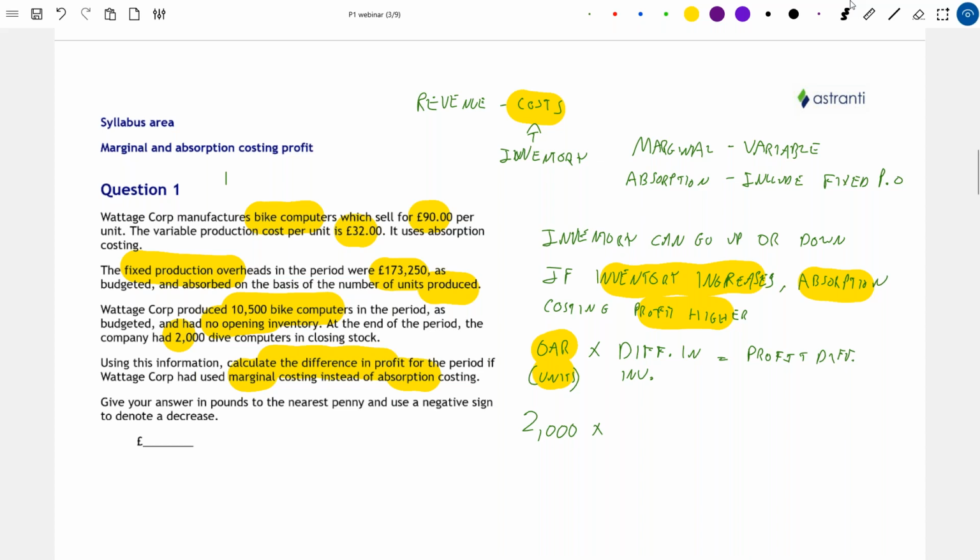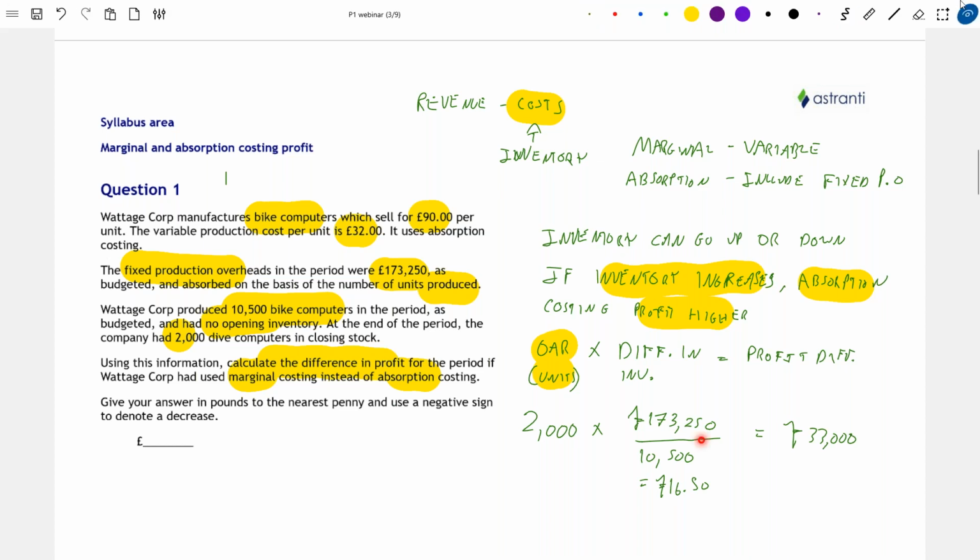Well, we were told that the fixed production overheads in the period were £173,250 and absorbed on the basis of the number of units produced, which is 10,500 units. So 173,250 divided by 10,500, the fixed production overheads per unit. So this comes to £16.50. So I'll write that down here. And this comes to £33,000.